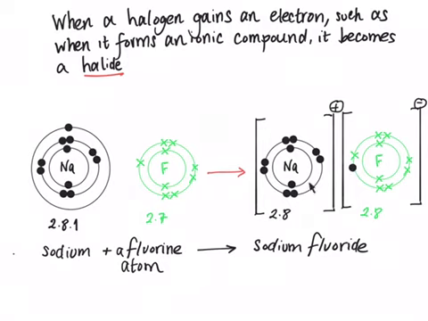The sodium becomes positive because it's lost a negative electron. Remember, we show that the sodium is positive by the plus sign there. The fluorine becomes negatively charged. We show that with a negative sign. And the whole compound is called sodium fluoride. Notice the D. So fluorine, when it gains an electron and becomes negative, becomes fluoride.